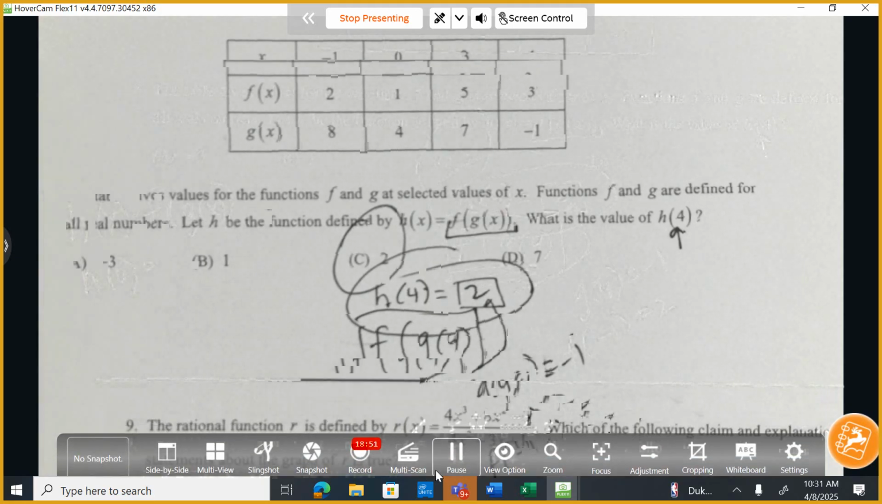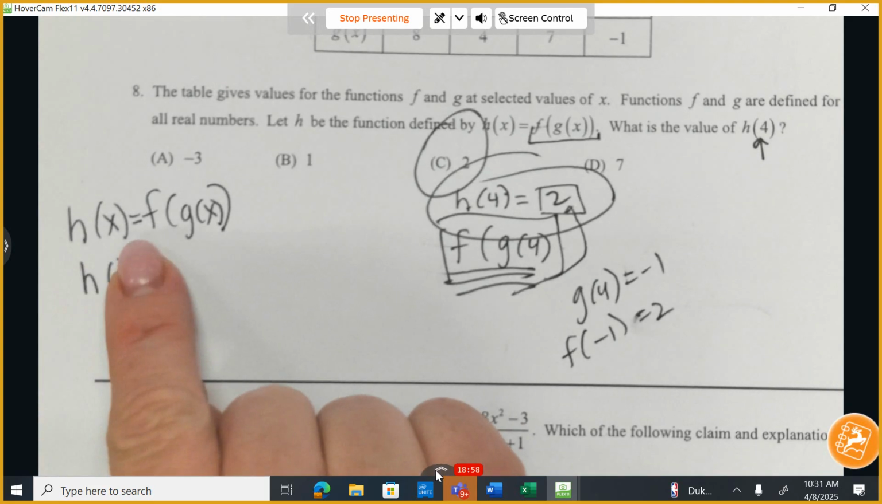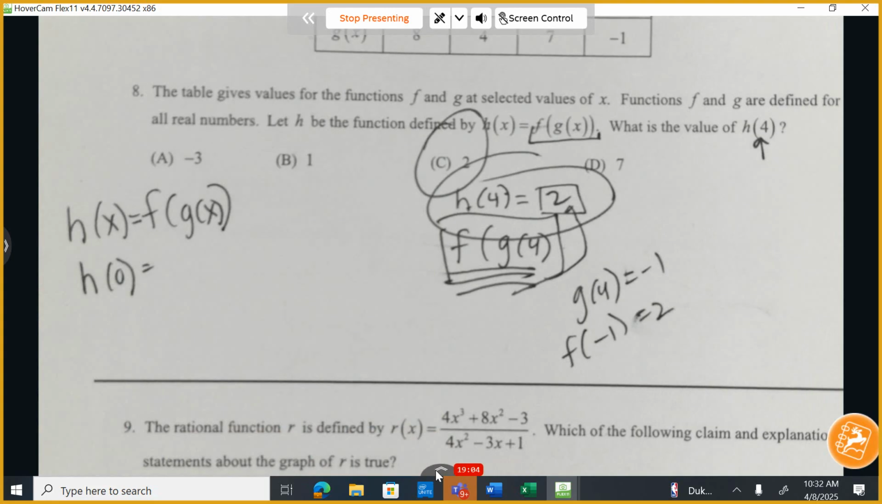For those of you watching this video, we're practicing another one just like this using the table up above. h is going to be defined by the function, so h of x is equal to this following composite function. And I want to know what is the value of h of 0. Those that are in class right now, you have 15 seconds. Go ahead, please. Hands raised when you have an answer.